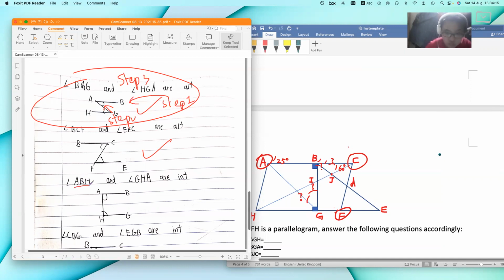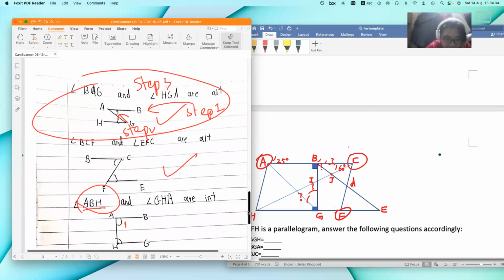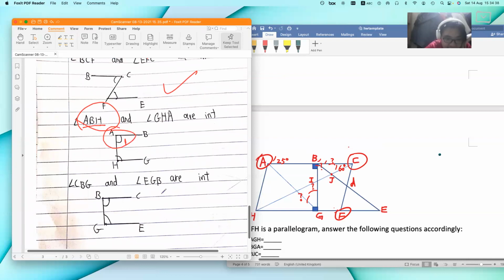So this is ABH. Where got ABH? Look, where got ABH? What is this angle? What's this angle? Come, quick. Angle one, BAH. How come you give me ABH? Where got ABH? There's no angle ABH. There is no ABH here. This is angle one. This angle one is BAH. Where is ABH? Where?